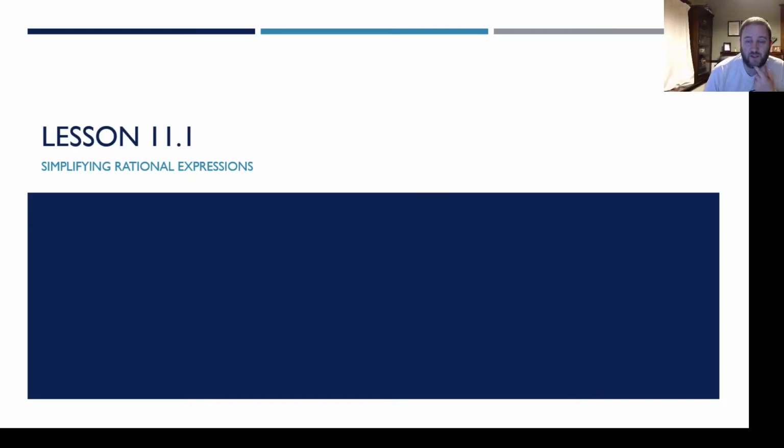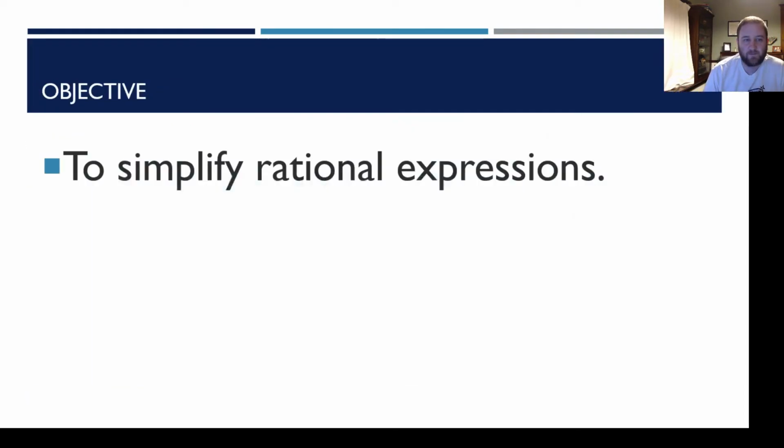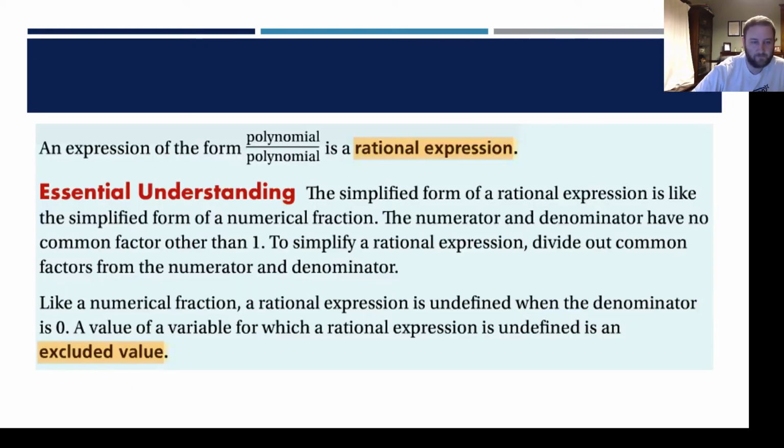Today we're on to lesson 11.1, which is simplifying rational expressions. Our objective for today is to simplify rational expressions. Think rational is fraction, right? So we've got polynomials on the top and bottom of a fraction. An expression of the form a polynomial over a polynomial is considered a rational expression. It's some sort of a fraction.